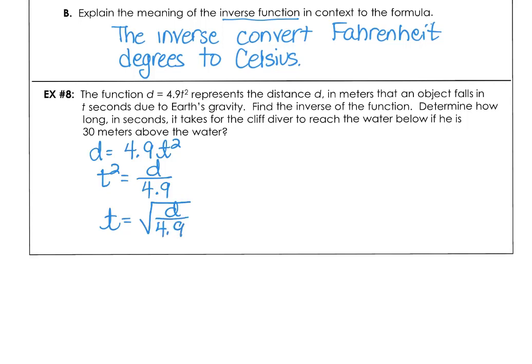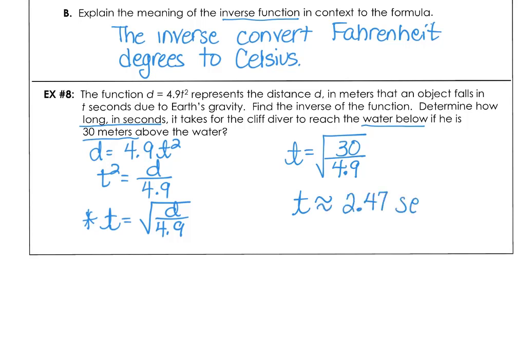And here's what we know. We want to figure out how long it takes in seconds. So we've got the t isolated here in our formula on this line. We want to know how long it takes for a cliff diver to hit the water if he falls 30 meters. So the time it takes is the square root of 30 divided by 4.9. If your calculator is handy, you can do that calculation and find the time is about 2.5 seconds to fall 30 meters, which is roughly 90 feet.